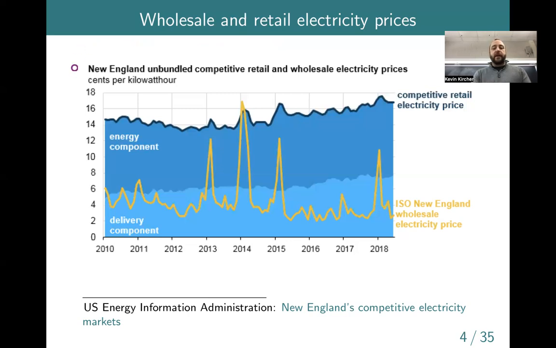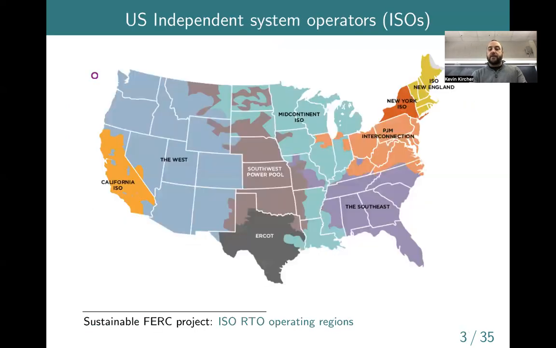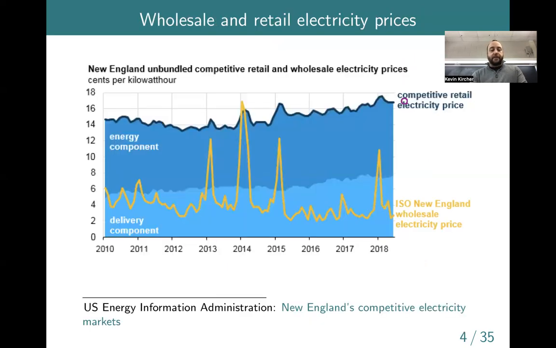So this is a graph of time on the x-axis, and then the price of electricity on the y-axis in units of cents per kilowatt hour. The top here, the black curve, is basically the retail price. And this is in New England. So if we look back at the map, this is the upper Northeast. The retail price is up here, and it's made out of two components. The dark blue here is the energy component, and then the light blue here is called the delivery component.